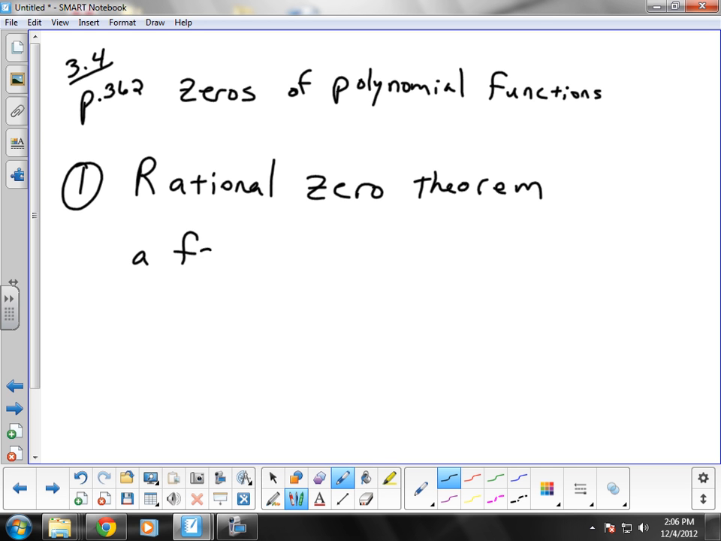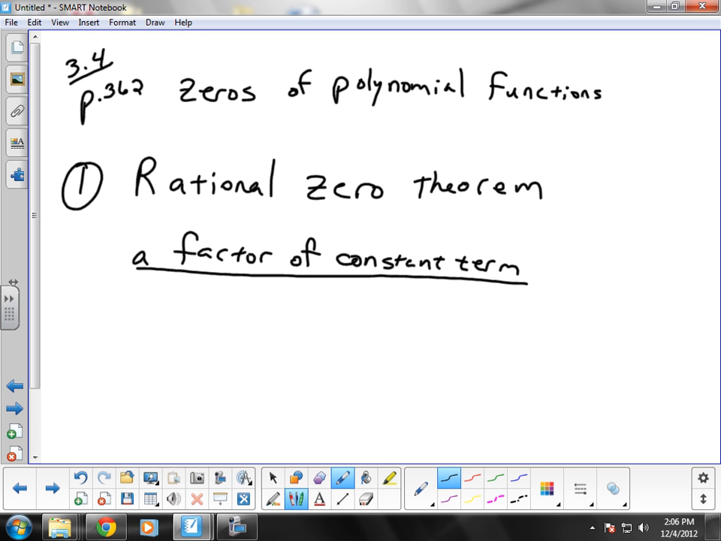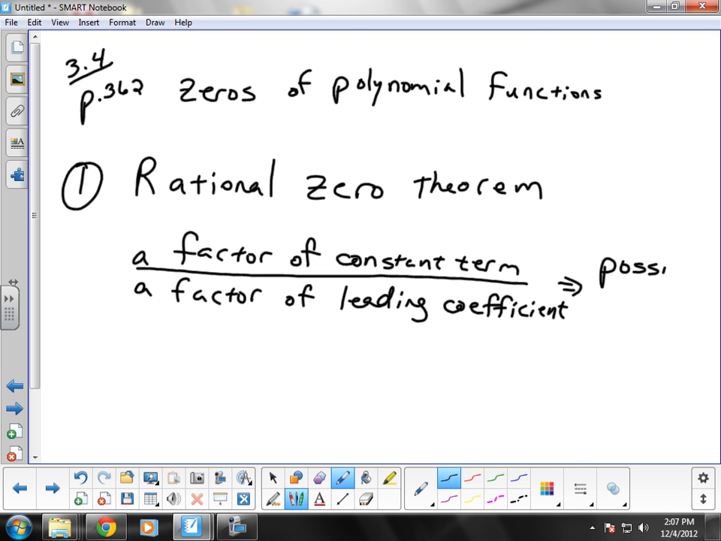If we have a number that's a factor of the constant term divided by a number that's a factor of the leading coefficient. And remember, we are talking about rational roots, right? So it could be a fraction. So factors of the constant term divided by all the factors of the leading term give us all of our possible rational roots, or zeros. They call them zeros in this book.